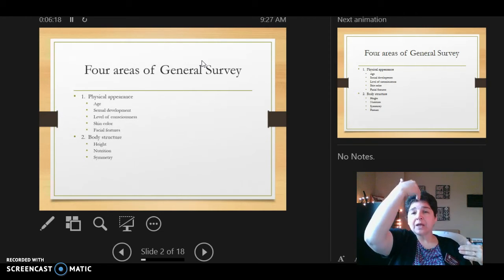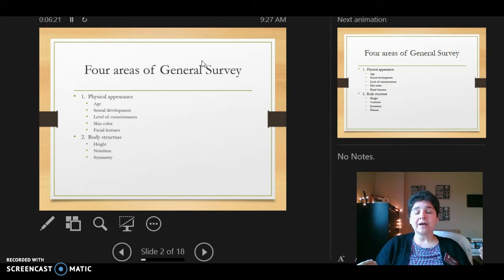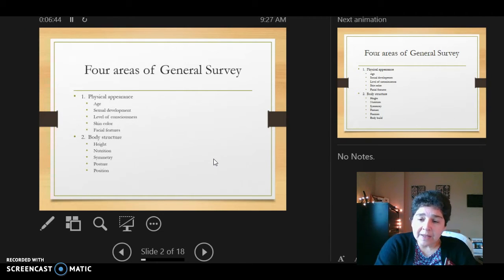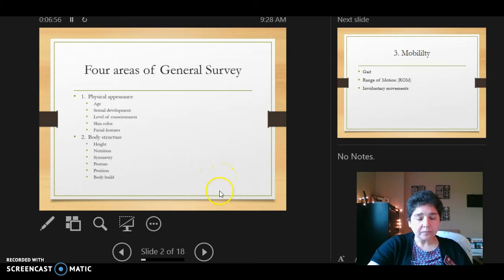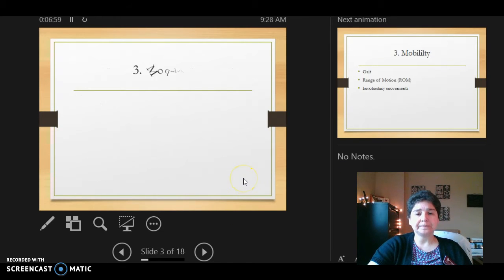So if you think about the body, we could cut the body down the half, and we should have symmetry on both sides. We're also looking at posture, the posture of the patient. Are they standing erect, comfortably? Are they hunched over? Things like that. Position would be if they're sitting comfortably, are their arms relaxed? Or is their body position showing that maybe they're hunched over, they're holding something because it's in pain, that particular area. So what position do they have? Also looking at their body build as one of the body structures.